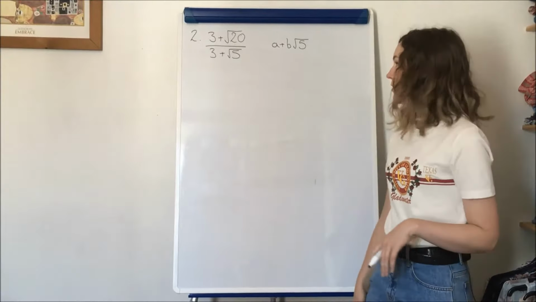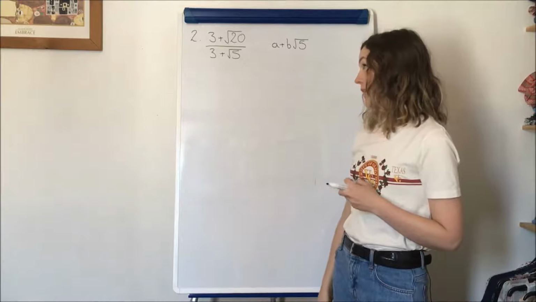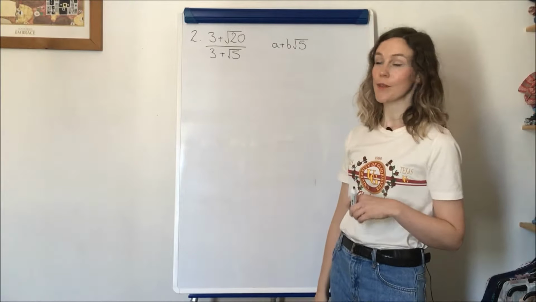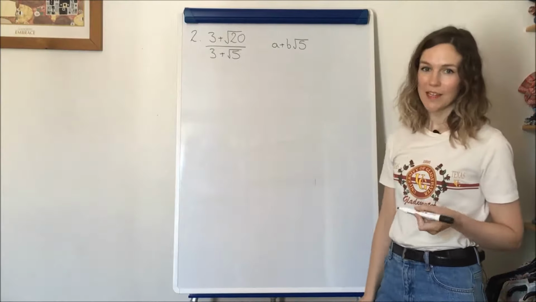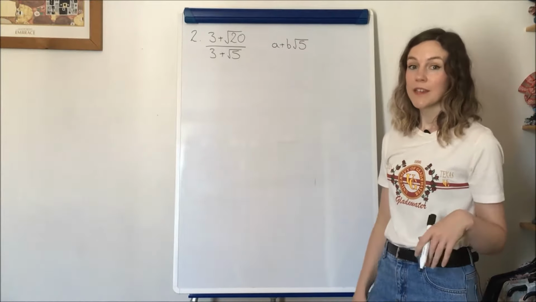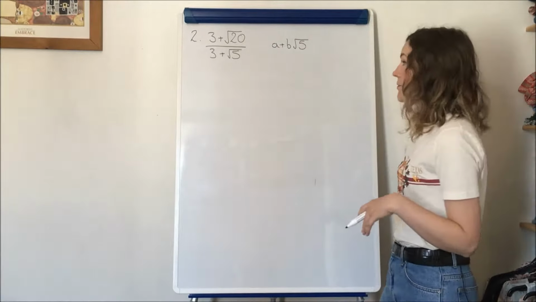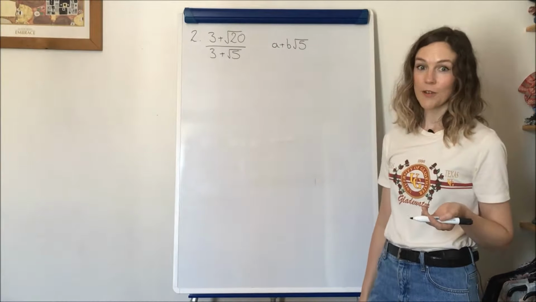Question number 2 is express this beautiful thing, 3 plus root 20 over 3 plus root 5, in the form a plus b root 5. So this is just a really formulaic question. You'll see this crop up all the time. So what you need to do is a technique called rationalising the denominator.